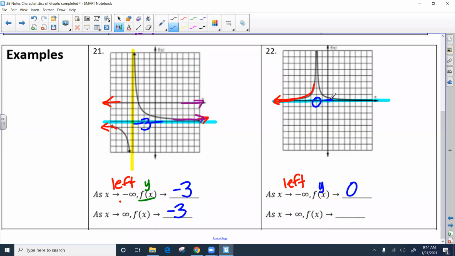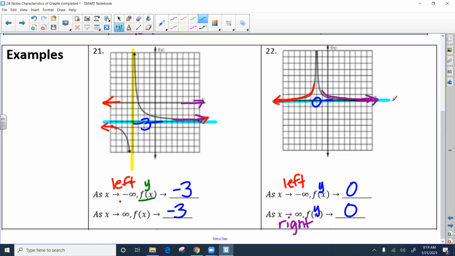And on the other side, as x approaches infinity, that's talking about the right end. As we go towards the right, we can see the graph is getting closer and closer to this line. That means the outputs, remember f of x is the outputs, are getting closer and closer to 0.